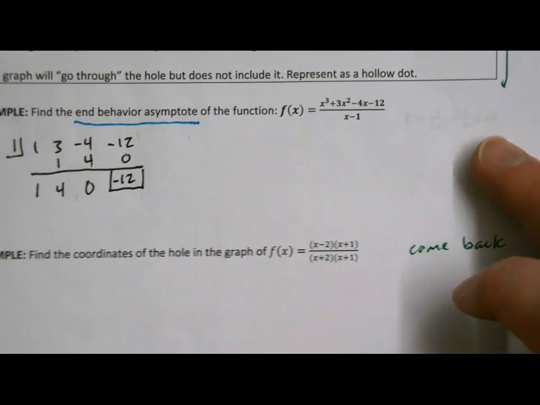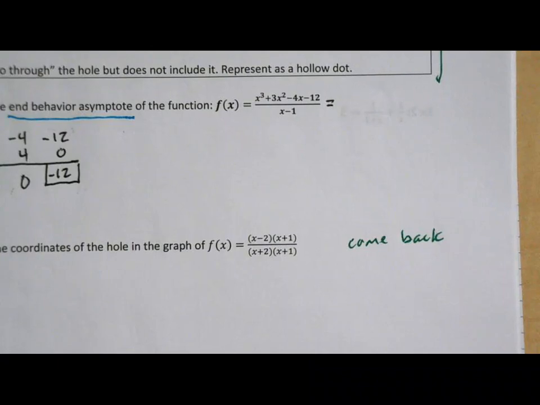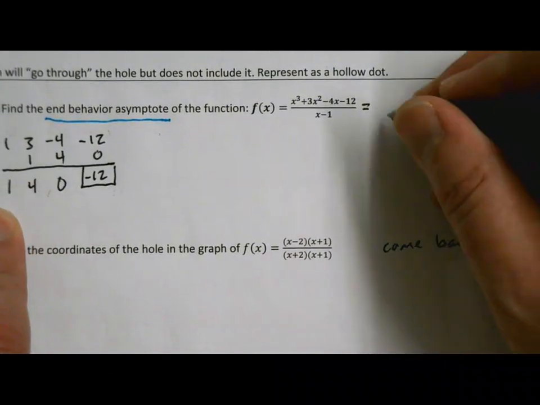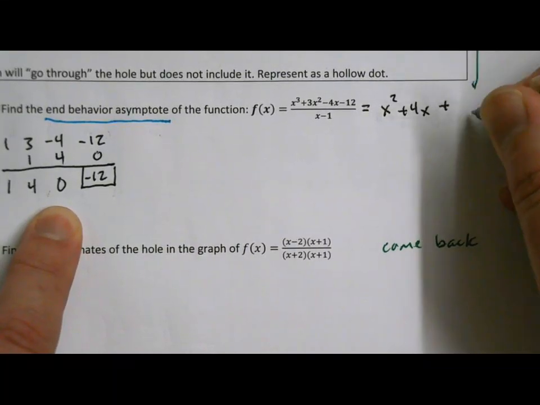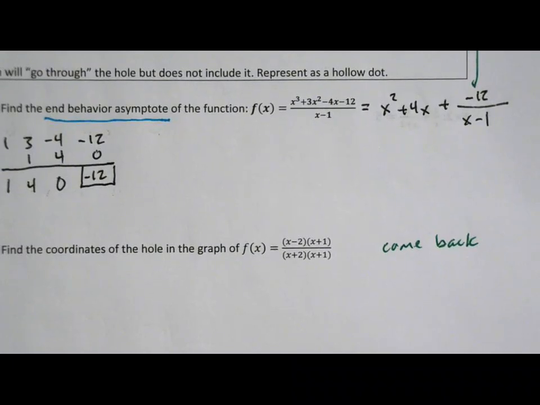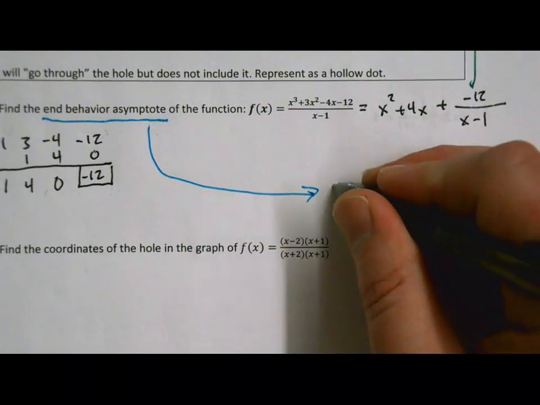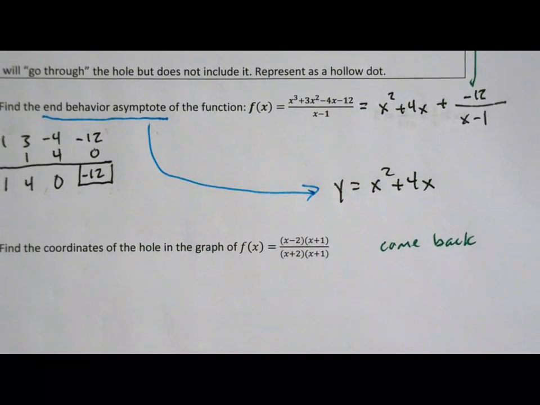All right. So would you feel confident now writing a different version of this function's equation? What would that new version be? There's no constant. This is x squared. So it would be 1x squared plus 4x plus 0. I'm not going to write that part. Plus negative 12 over x minus 1. So then what's my end behavior asymptote? It's just y equals that. That's my end behavior asymptote.